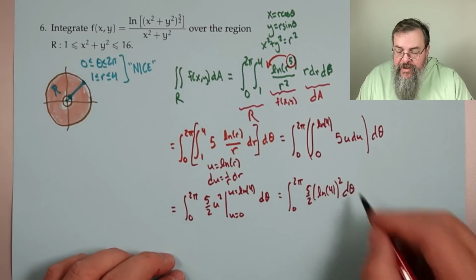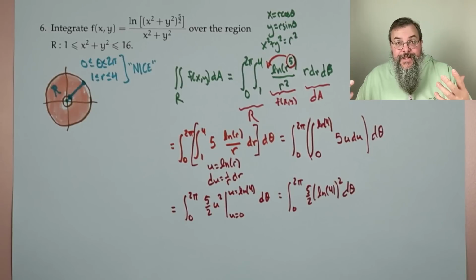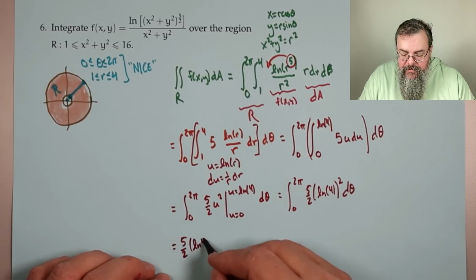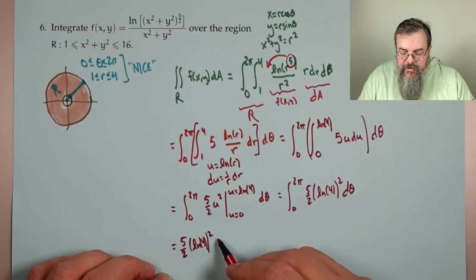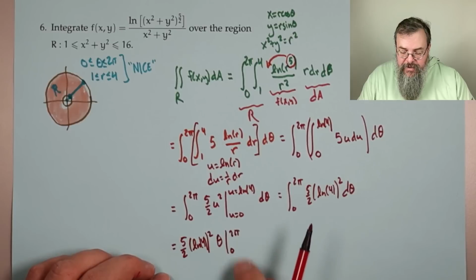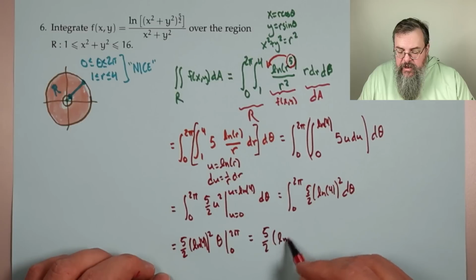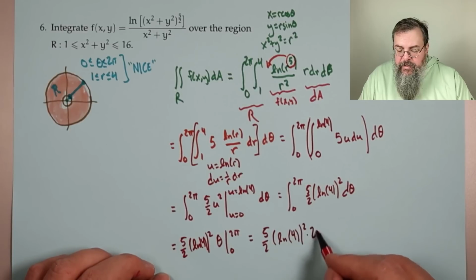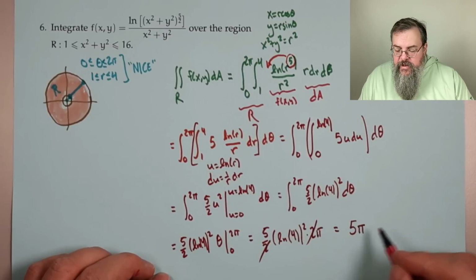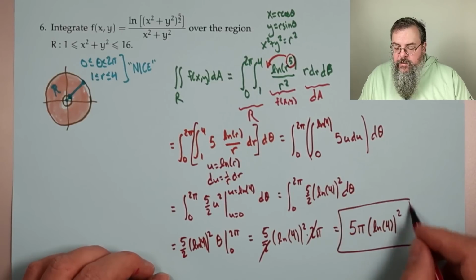Well, we still have our d theta. Now, this is a constant. It's a long, complicated looking constant, but it's still a constant. So we get 5 halves log 4 squared times theta from 0 to 2 pi. Plug in 0, you get 0. That's good news. Plug in 2 pi, you get 2 pi. So 5 halves log of 4 squared times 2 pi. The 2's cancel, leaving us with, I'll put the pi a little bit closer to the front, 5 pi times log of 4 quantity squared.